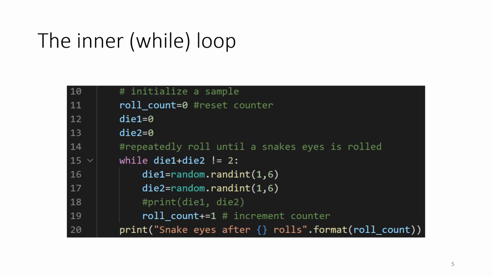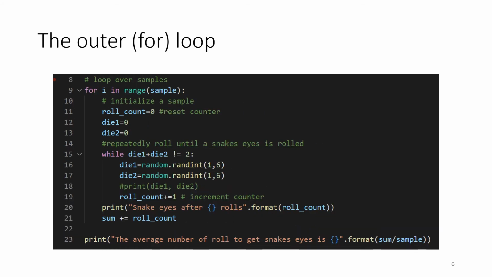And then 12 and 13 are some initializations of die 1 and die 2, and I made them 0, but the only important thing here is that their sum is not 2, so that we will get into our while loop. Line 20 is outside of the while loop, and it's reporting the number of rolls it took to roll snake eyes. Now we're bringing in line 9, the outer loop, the for loop. Again, this is a for loop because we know how many samples we want. We know how many times we're going to be in the loop.